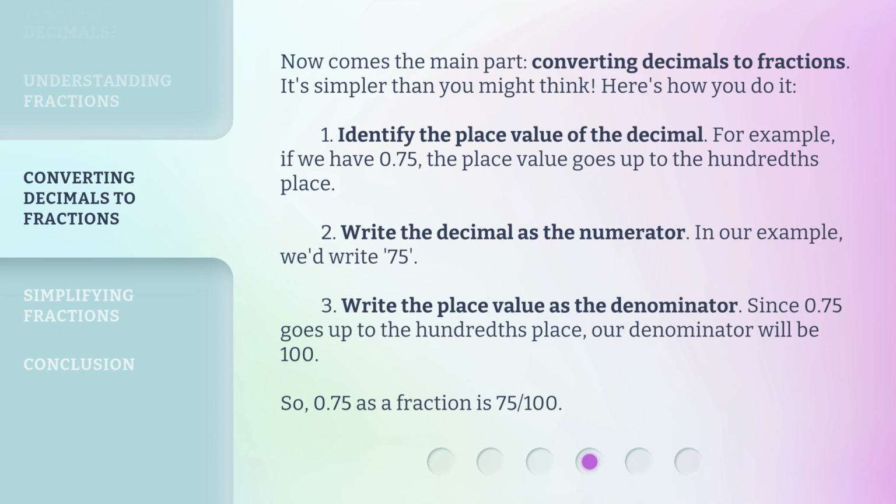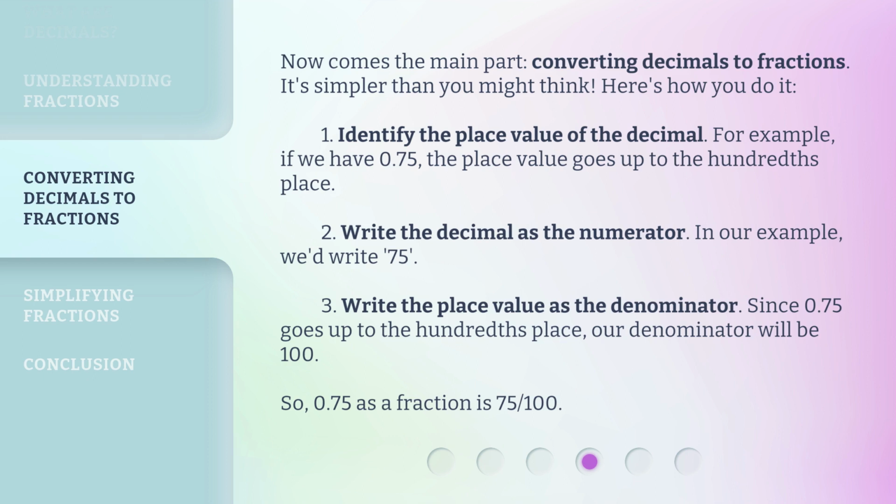Now comes the main part, converting decimals to fractions. It's simpler than you might think. Here's how you do it. 1. Identify the place value of the decimal. For example, if we have 0.75, the place value goes up to the hundredths place.